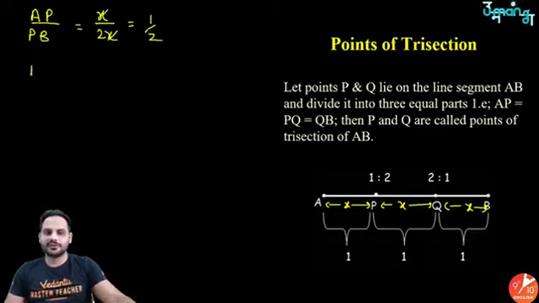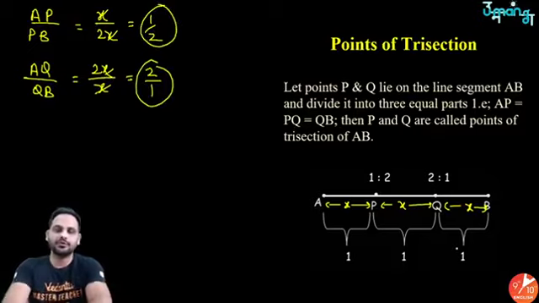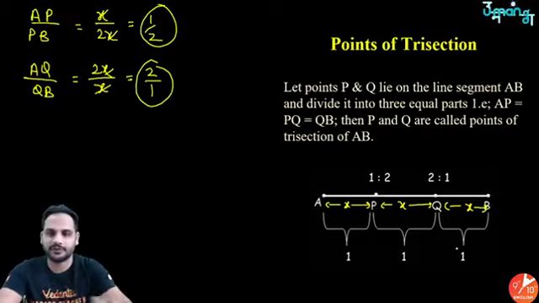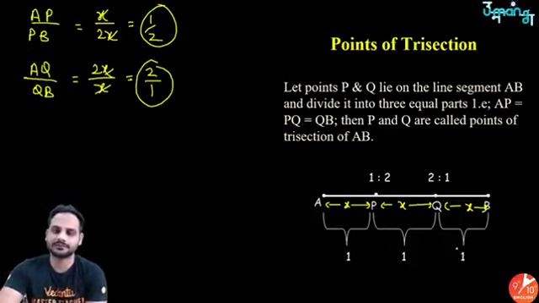For Q, AQ upon QB: AQ is X plus X, 2X, divided by X, the X cancels, so 2 by 1. So these are the points of trisection. If 2 points divide a line in 3 equal parts, the ratio in which they divide will be 1:2 or 2:1. This is how we can find the ratios.